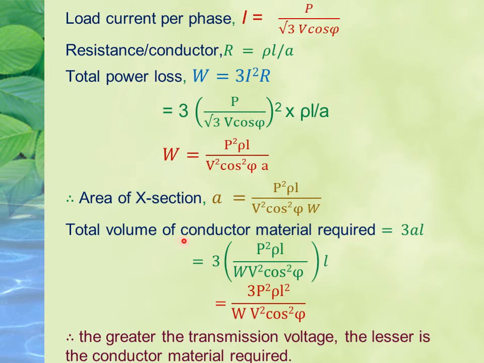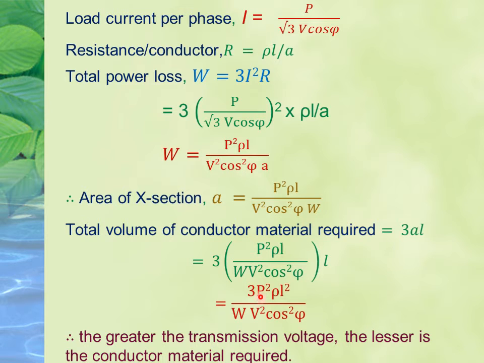Now, we are going to see what is the volume of conductor required. Normally, the volume will be obtained by multiplying the area and the length. A is the area of cross section and L is the length of the conductor. So, this will give you the volume of the conductor. As it is a three-phase system, you have to multiply with 3. So, this is the reduced value of the volume of the conductor required.